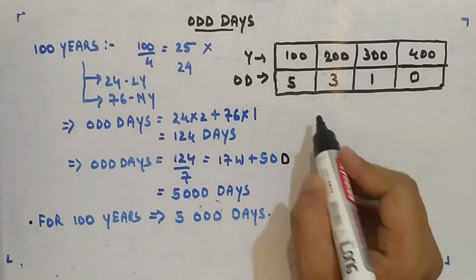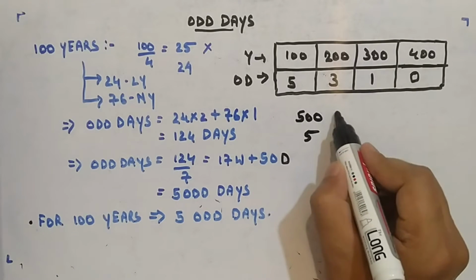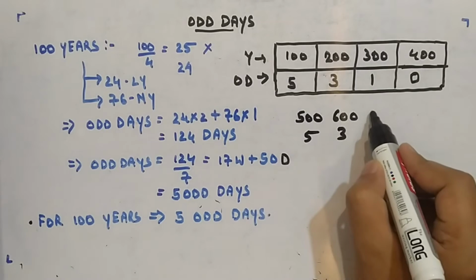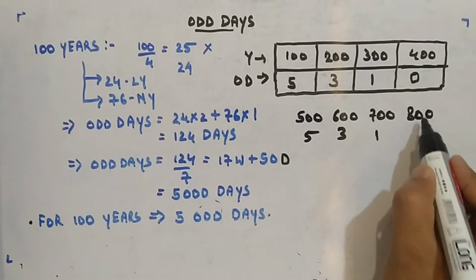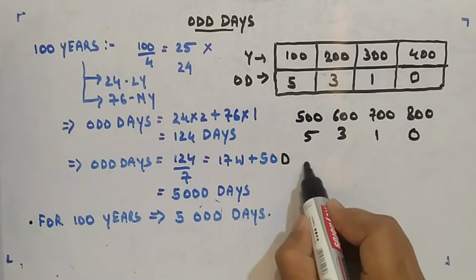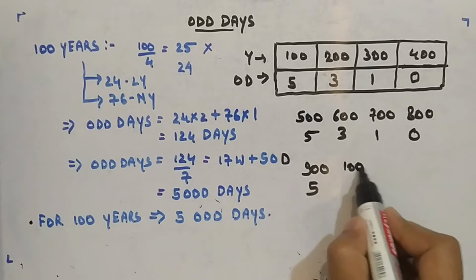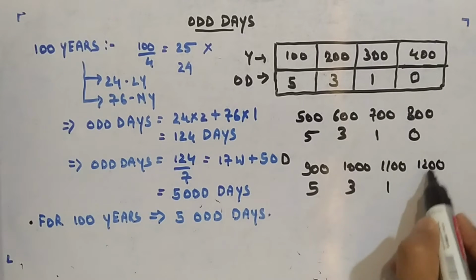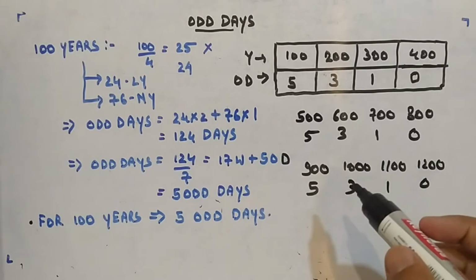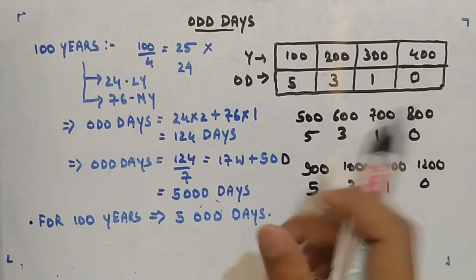Again, if you want to move on, then for 500 you will have 5 odd days, 600 you will have 3 odd days, 700 you will have 1 odd day, and then 800 you will have again 0. Similarly, if you go 900, you will have 5, 1000 you will have 3, 1100 you have 1, 1200 you have 0. Likewise you will go. So there is no change in your number of odd days, extra days.